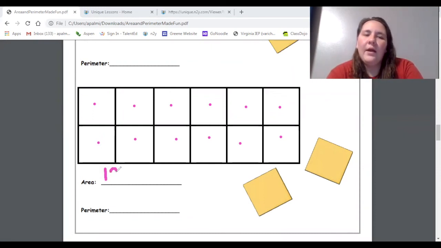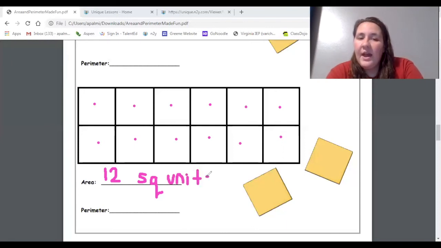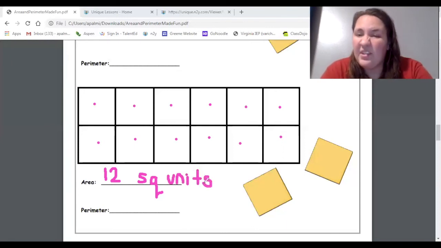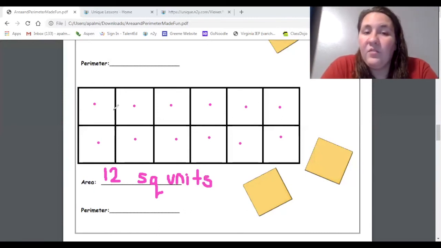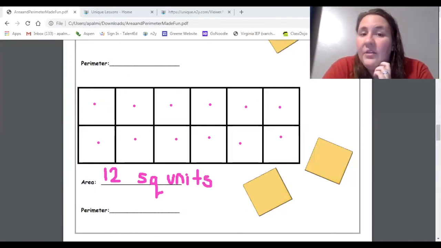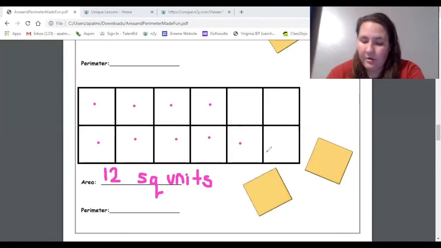All right, 12 square units for our bat cave, right? So now that we know how much space he needs on the inside, I need to know how much fencing I need to put on the outside to keep him safe, right? So remember, if we're going to keep our animals safe, we need it to go all the way around. So let me switch my marker, and we're going to use our hundreds chart strategy for this one, okay?